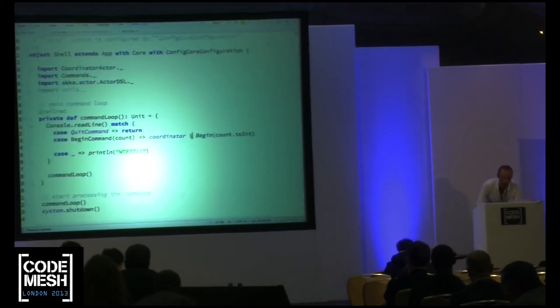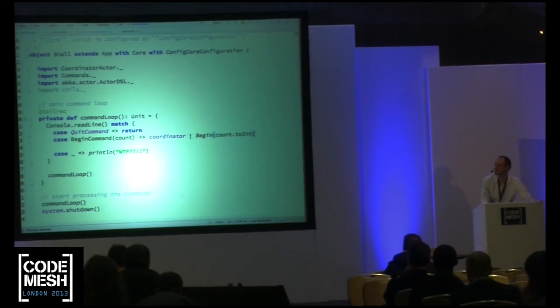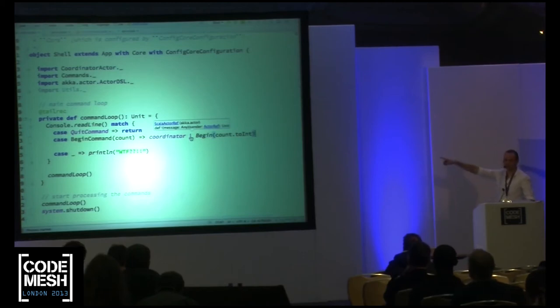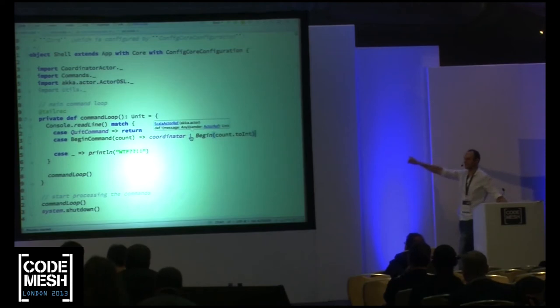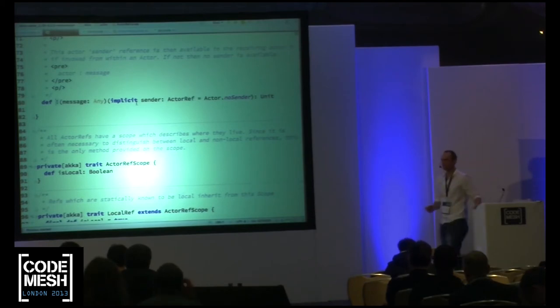Now, I guess it's here, right? Because we tell the coordinator to begin. And so, in this scenario, does anyone know who the sender is? When I say coordinator bang begin, who sent the message? Does anyone else know? Okay, I'll show you. It's really quite interesting. The bang method takes a message, that's begin. And then the second parameter is a sender, which is an ActorRef. Now, that should be implicitly available, but if it isn't, its value is noSender. So in this particular case, there is no one, so to speak, who sent the message.